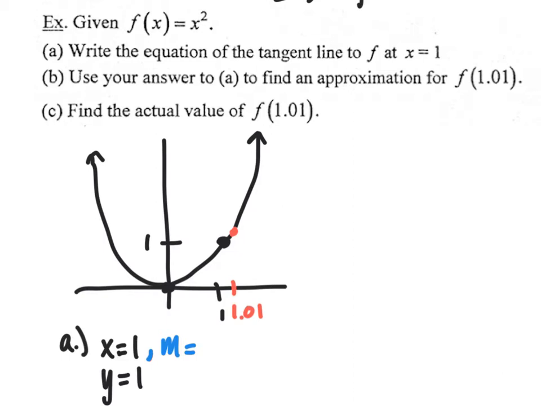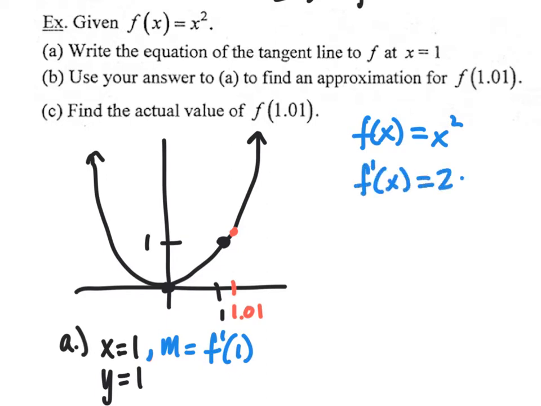Now the slope is equal to f prime of 1. So I want to take my derivative and plug in 1. Let me go ahead and do that here real quick. If f of x is equal to x squared, then f prime of x is just going to be 2x. So f prime of 1 is just 2 times 1, which gives me 2. So my slope here is equal to 2.